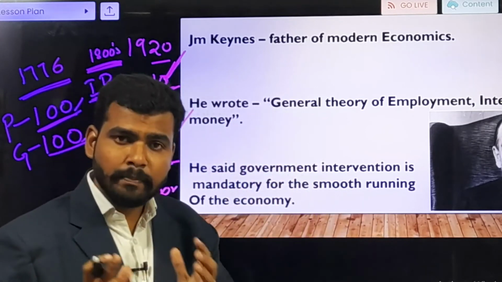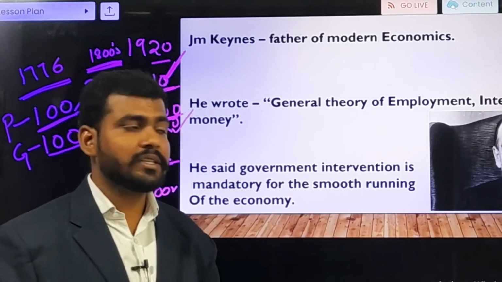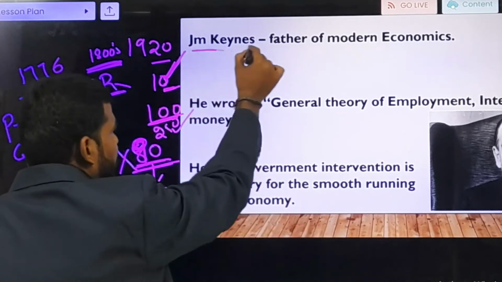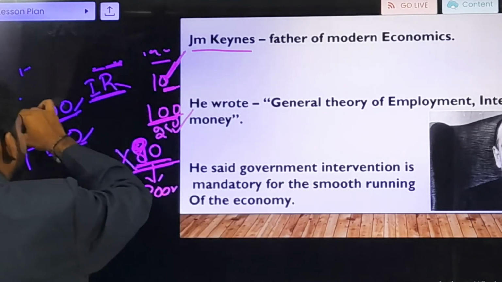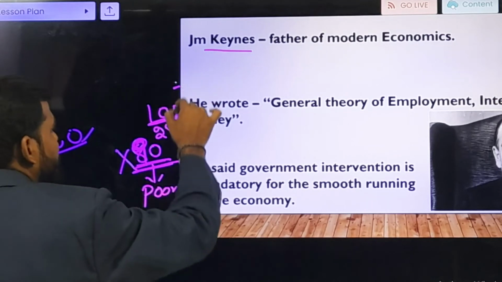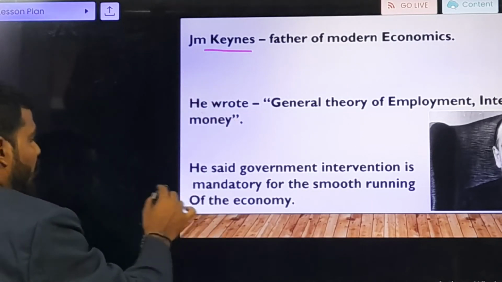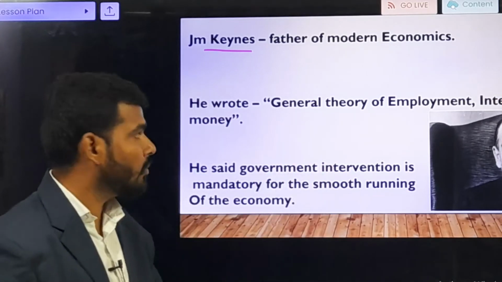In this bad situation, in this recession situation, in this great economic depression, a very famous economist, James Keynes, has entered into the scene. Who has entered into the scene? James Keynes has entered into the scene. He is called the father of modern economics. Who is called the father of modern economics? James Keynes.